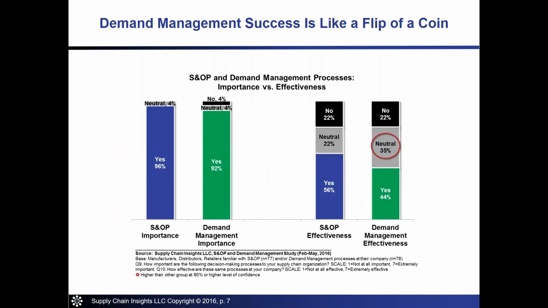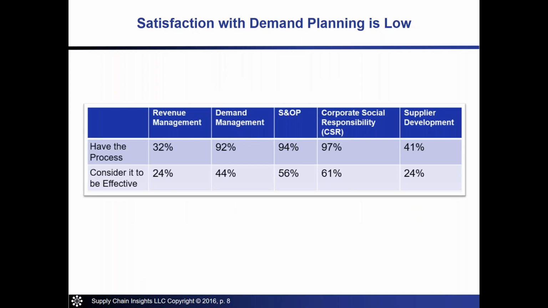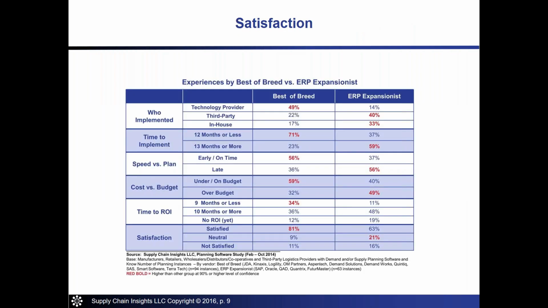Now, in today's market, demand management success is like a flip of a coin. We see that most people think that demand management is very important, but only 44% feel that it's effective. And when we look at the processes of demand management coupled with horizontal processes, revenue management, S&OP, supplier development, you can see that there's a very low level of satisfaction. And one of the issues is the fact that we're operating on the long tail with unpredictable demand in a market that is unprecedented. Now, when we look at satisfaction, we find that the ERP expansionists, folks like SAP and Oracle, have a much lower satisfaction rate, and they also have a longer time for ROI. And one of the issues is that the engines within these tools are not as well developed for some of the demand patterns that we see in today's market.